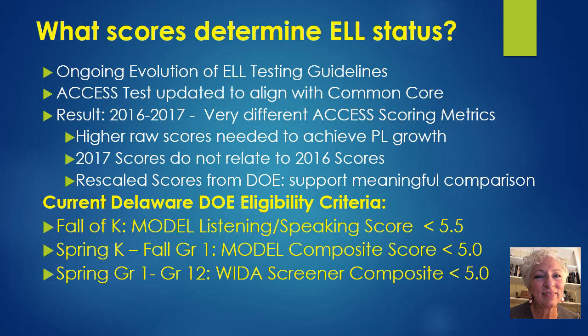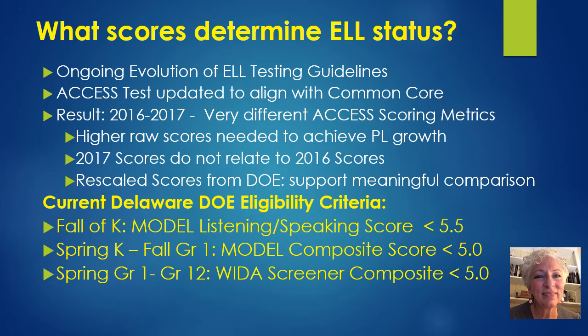So let's now go back to the eligibility criteria. In other words, the criteria that you get not from the annual ACCESS test, but from the screeners that you administer to newcomer students. As of this year, the guidelines for kindergarten, where you use the MODEL test: in the fall, you only administer the listening and speaking test, and a student who achieves an overall composite score of less than 5.5 is eligible for ESL services.